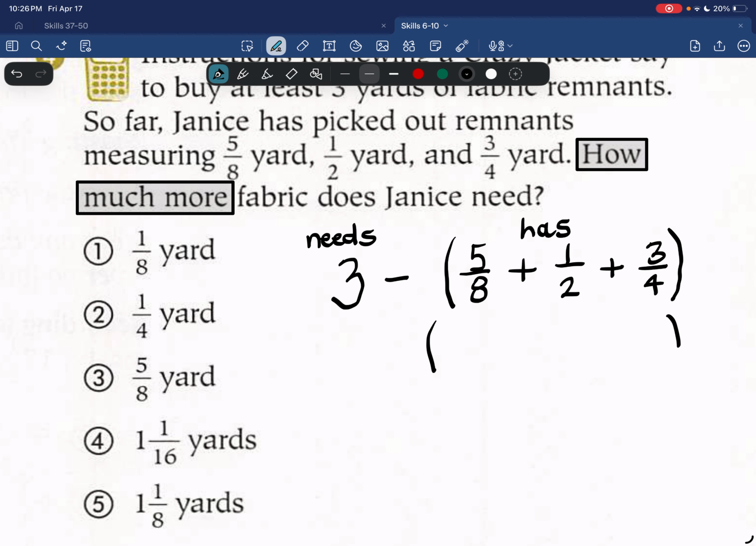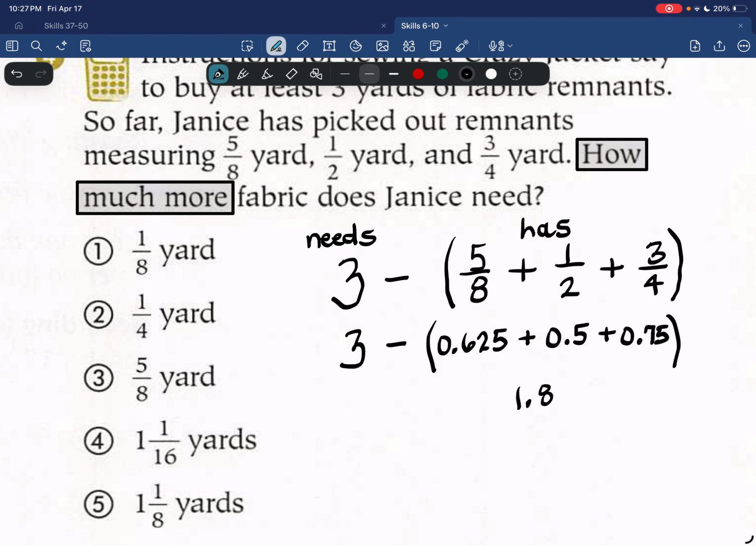I just like decimals. The 5/8 is 0.625. 1/2 is 0.5. And 3/4 is 0.75. My cell phone will do this, if I can find my cell phone. And then we're going to subtract that amount from the 3. Now you can use the scientific calculator. You don't have to do the decimal route. This is just my habit of a lifetime.